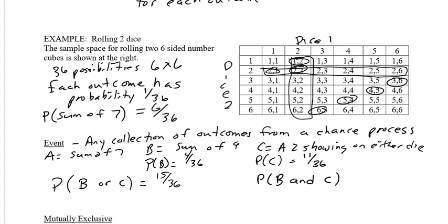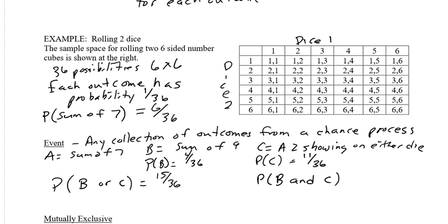What about the probability of B and C? What's the probability that you're going to have a 2 showing on either die, and you're going to get a sum of 9? So a 2 showing and a sum of 9. So if we look back at those ones with the sum of 9, we had 6 and 3, 5 and 4, 4 and 5, and 3 and 6.